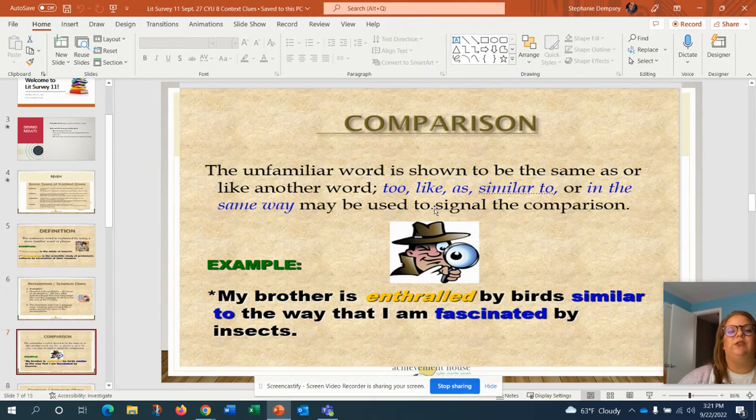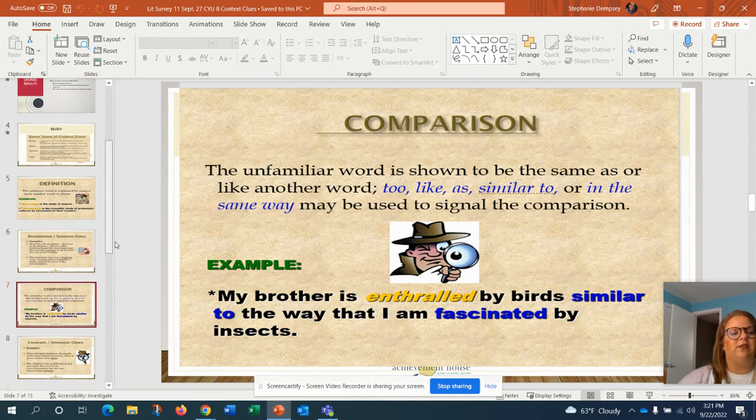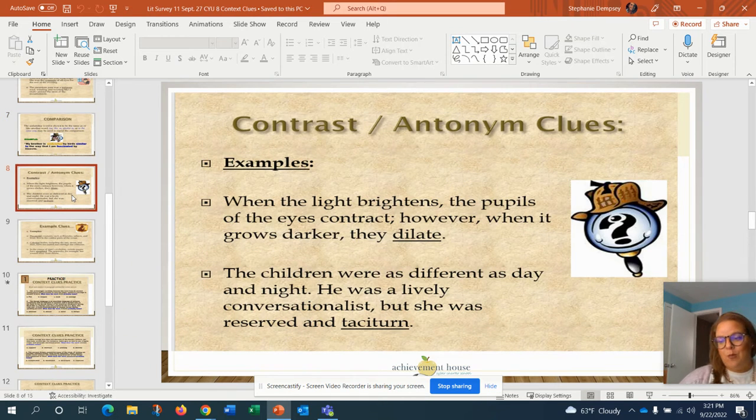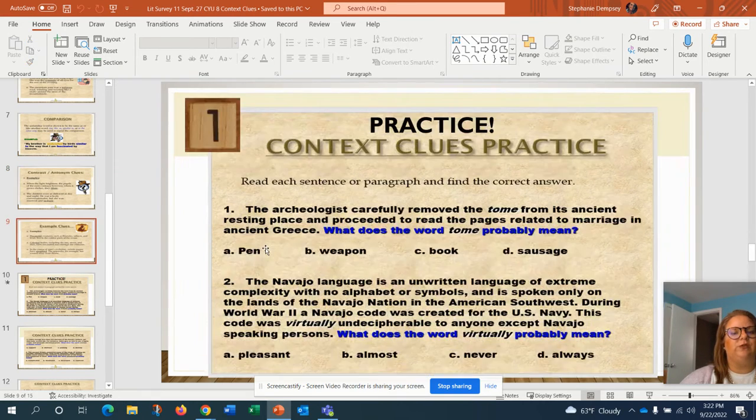If we're comparing words, you might see words like, as, similar to, in the same way. My brother is enthralled by birds, similar to the way that I'm fascinated by insects. So it's saying that one thing is like the other by comparing it. In the same way, you can contrast words. When the light brightens, the pupil of the eye contracts. However, when it grows darker, they dilate. The children were as different as day and night. He was a lively conversationalist, but she was reserved and taciturn. So we see the opposite of those words.